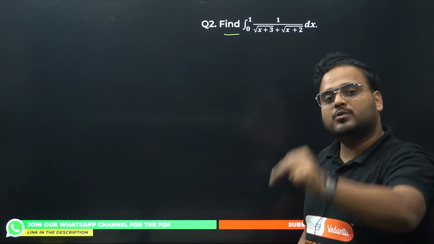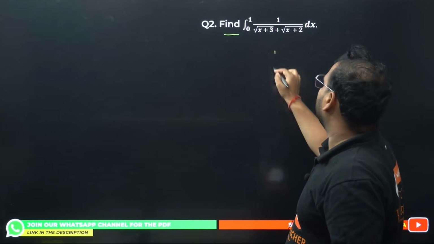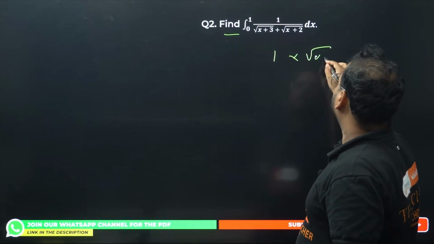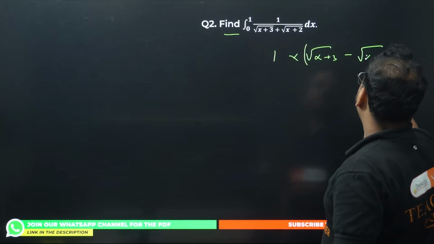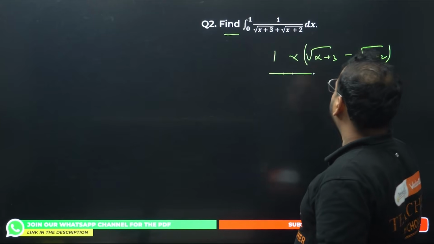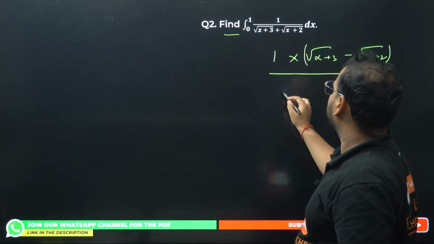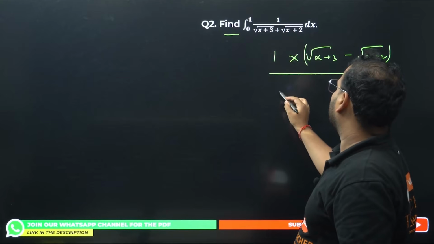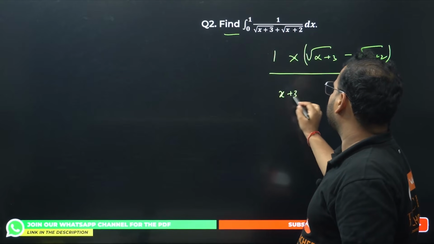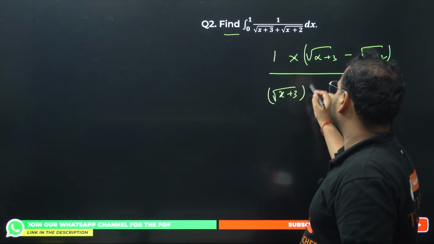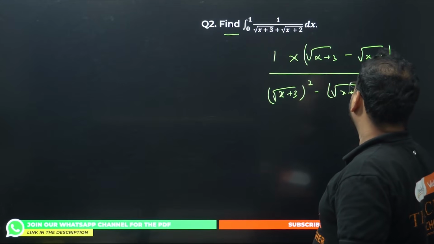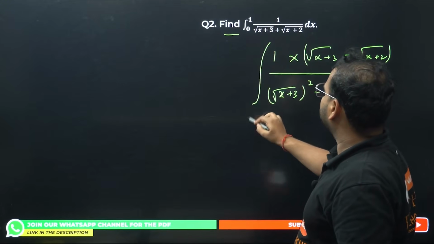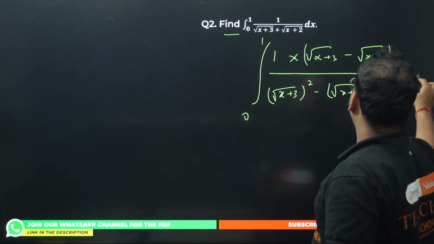Then use rationalization. This will become 1 times root x plus 3 minus root x plus 2, divided by, please check, I'll have only the square of root x plus 3 minus the square of root x plus 2, in the integration from 0 to 1, dx.